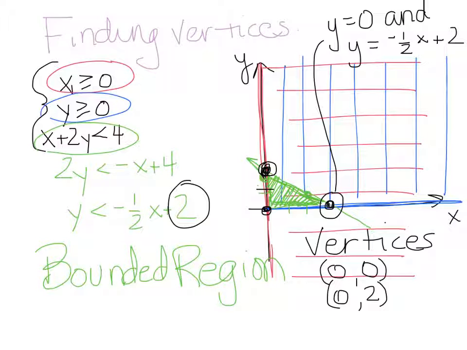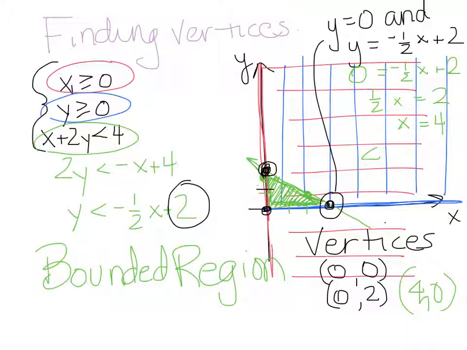So what do I have? I have a system. I can solve this system for the xy point right there. So let me make a substitution that y is equal to 0 in this. So 0 is equal to minus 1/2 x plus 2. So 1/2 x is equal to 2, or x is equal to 4. And of course I know that y is equal to 0. So my last vertex then is 4, 0.